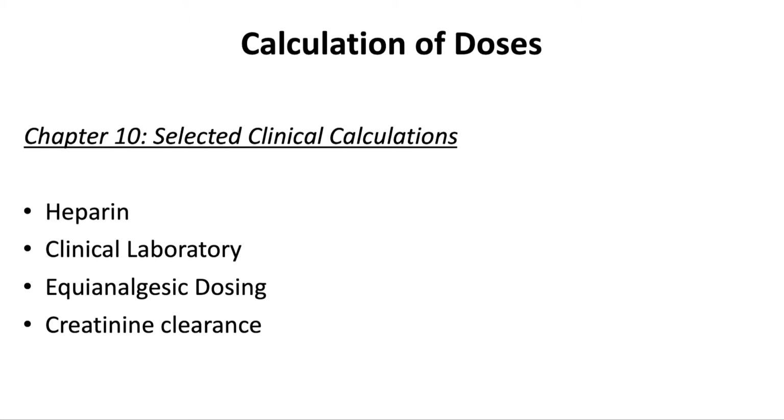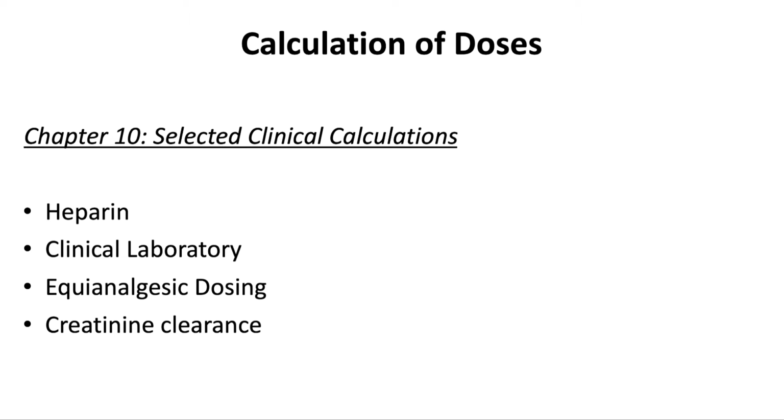Then we'll do some unit conversions that are required when interpreting clinical laboratory values. Then we'll discuss equianalgesic dosing as it relates to using morphine milligram equivalents, or MMEs, a very important thing that's now done when converting between different opioid drugs, pain medicine. And then lastly, and very importantly, we'll start to address the issues that relate to kidney failure, kidney impairment, and having to adjust drug doses based off of kidney function. And to do that, you calculate what's called a creatinine clearance.